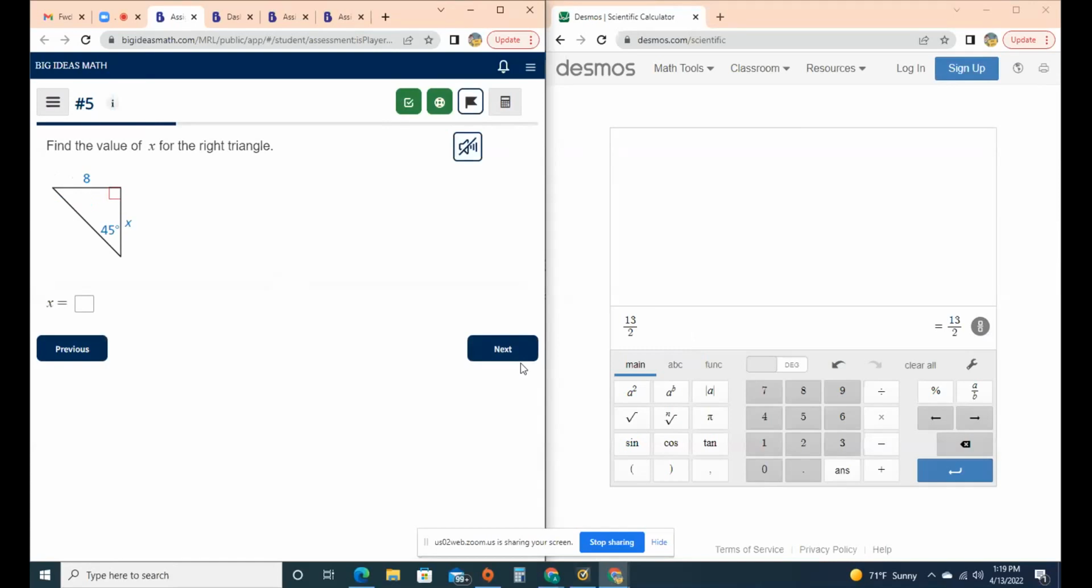Would 8 be the longest side? So this one is different. This is a different type of triangle. Could you move through the questions and see if there's any more 30, 60, 90 triangles?